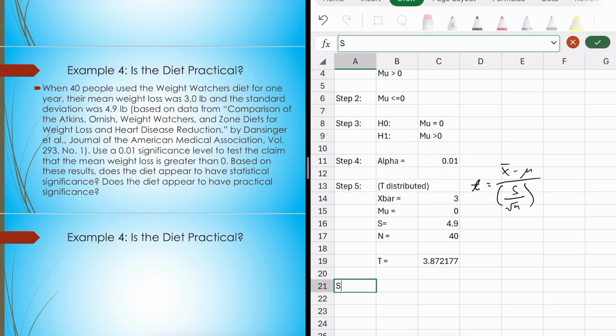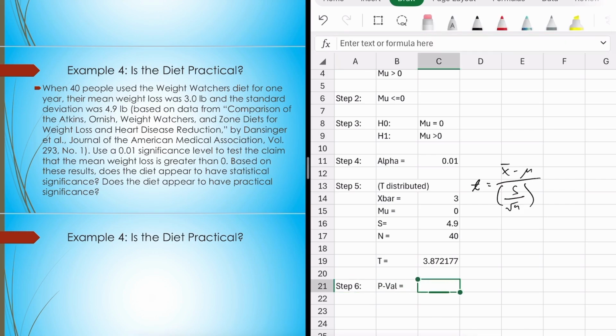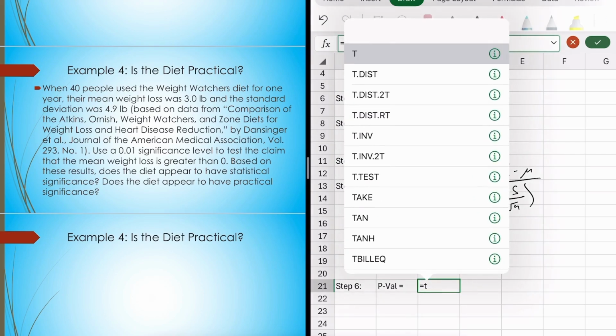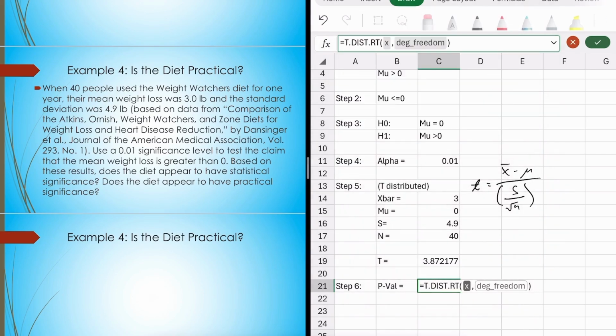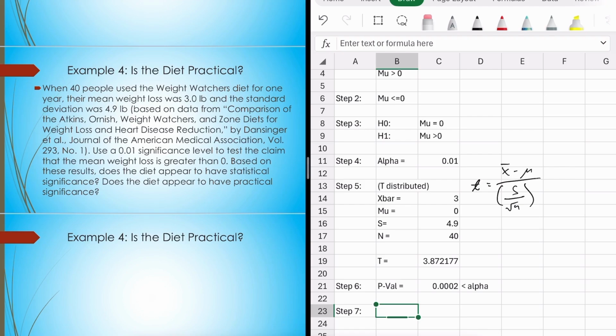Close that. Step 6 now is to compute the p-value. That is going to equal my T.DIST, this is a t distribution, right-tailed because it's greater than in my alternative hypothesis. There's my t statistic, and degrees of freedom is n minus 1. That is less than alpha, 0.01. Step 7 is I'm going to reject the null.